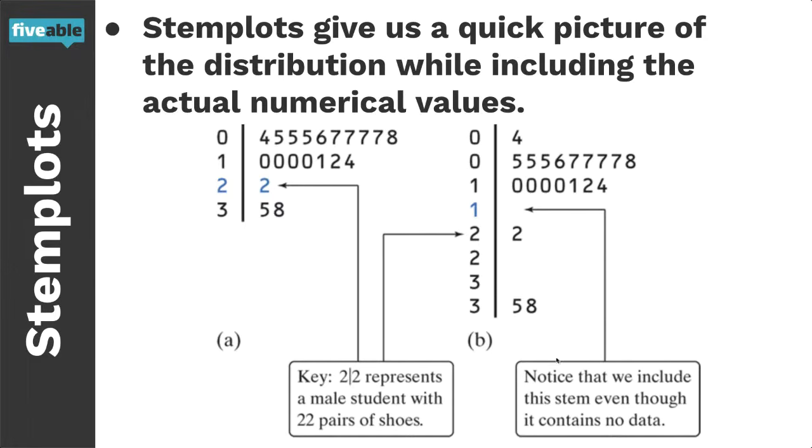So if you look here, we have 2 stem plots. I'll talk about what the difference is, but we see here a key that tells us what it represents. Keys are going to be super important when you're creating stem plots. If you don't include a key for a stem plot, the AP exam will not give you full credit. You may have to create a stem plot from data on the free response part, but it hasn't been prominent. But you always need a key. So here the key tells us 2|2 represents a male student with 22 pairs of shoes.